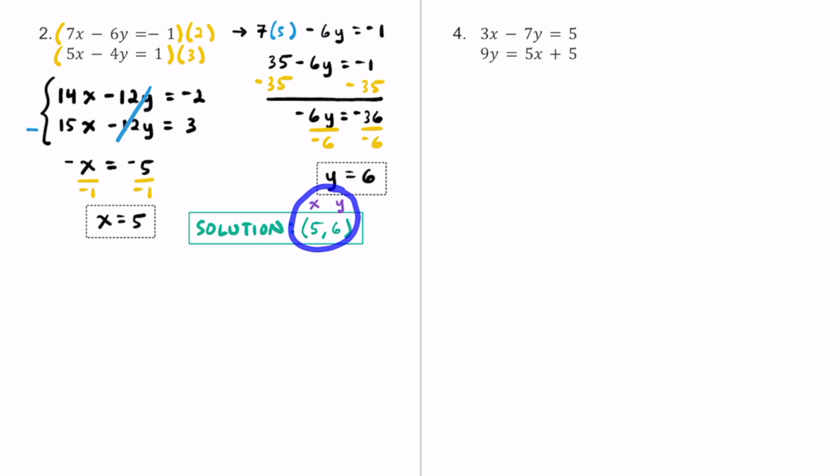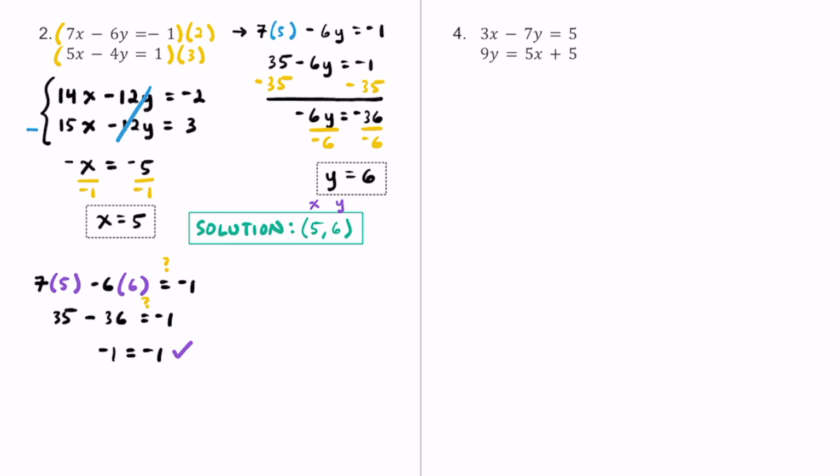So let's take this solution of (5, 6) and substitute it into that top equation. So 7 multiplied by 5 minus 6 multiplied by 6. We're going to see if this is equal to the negative 1 on the right side of the equation. So 7 times 5 is 35, and 6 times 6 is 36. So we'll have 35 minus 36, and that should equal negative 1, hopefully. 35 minus 36 is negative 1. So since negative 1 does equal negative 1, this is a true statement. So we should feel good about that one.